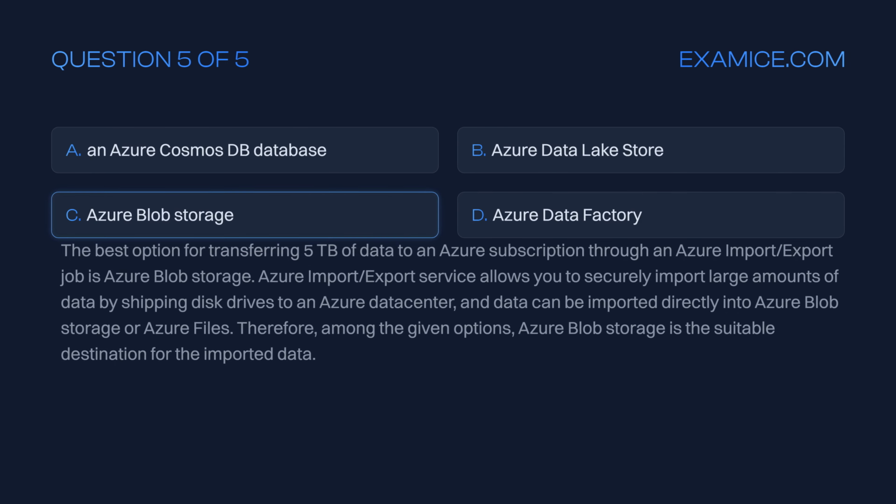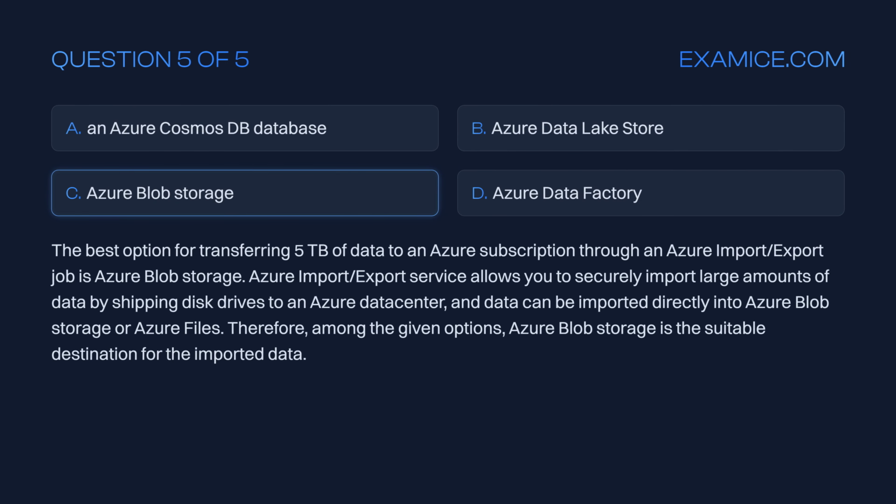The answer is option C. The best option for transferring 5 terabytes of data to an Azure subscription through an Azure import-export job is Azure Blob Storage. Azure Import and Export service allows you to securely import large amounts of data by shipping disk drives to an Azure data center, and data can be imported directly into Azure Blob Storage or Azure Files. Therefore, among the given options, Azure Blob Storage is the suitable destination for the imported data.